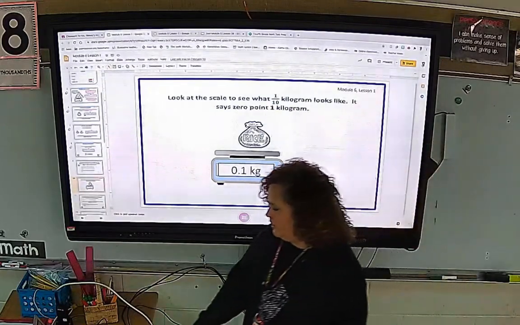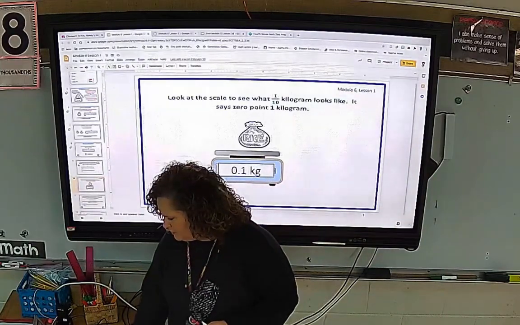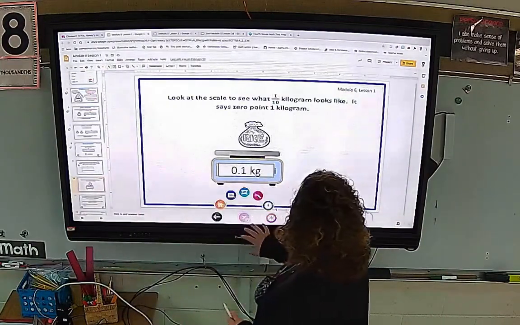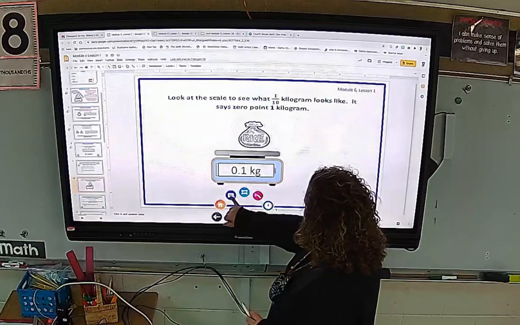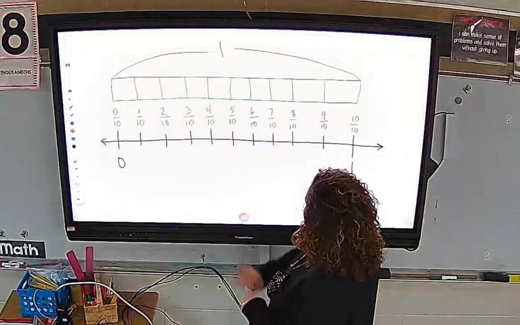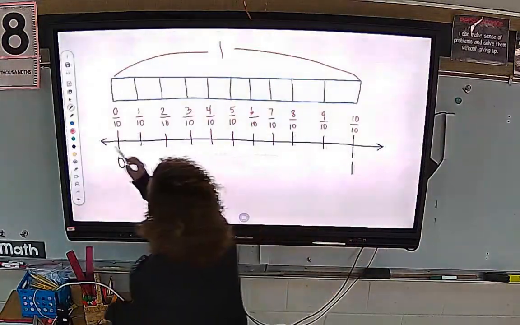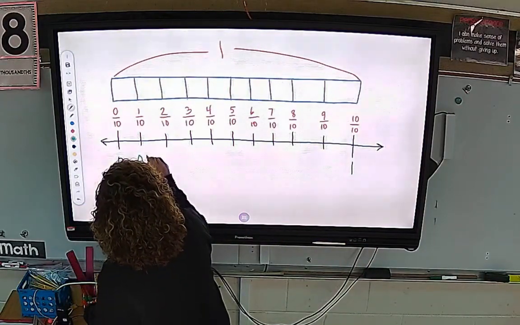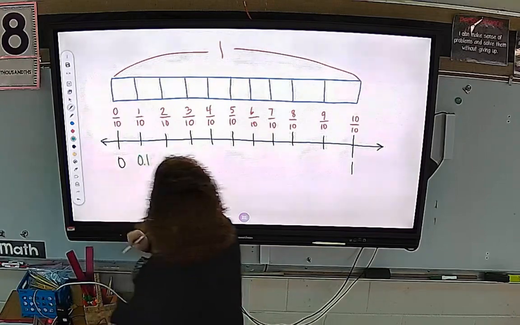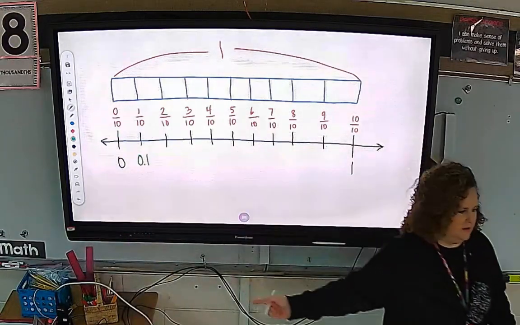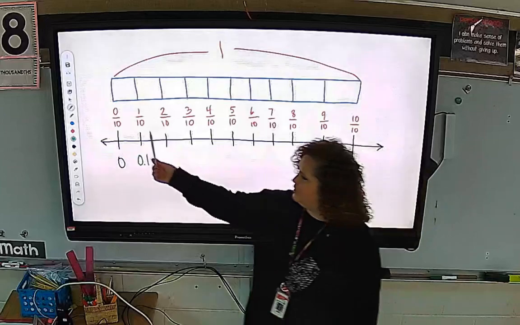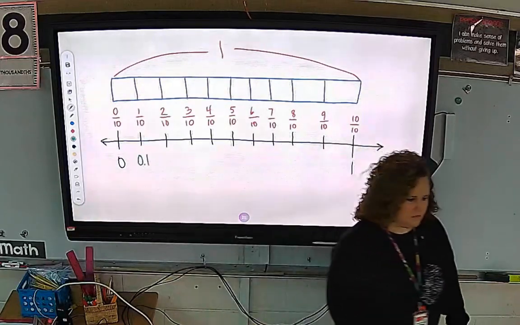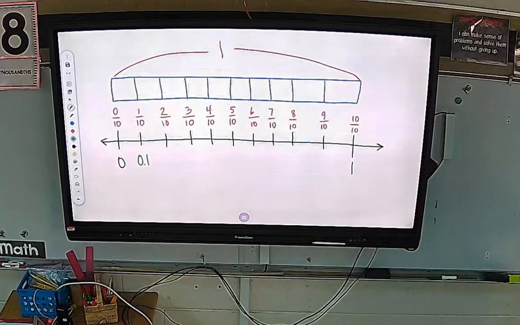Okay. All right, so I want to show you something on your tape diagram and number line picture. So let me go back here. Okay. So right here, I'm going to just change my color. 0.1. Would you please write that underneath the very first tick mark past 0? Don't write any more, just that. Okay, 0.1.